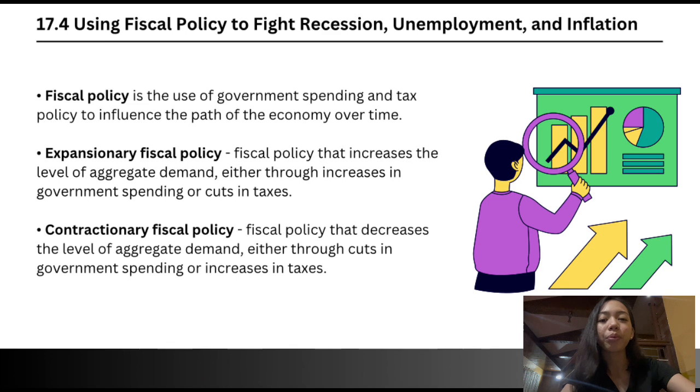For example, between 2008 and 2009, the US had a financial crisis. The US government implemented expansionary fiscal policy, where they used stimulus packages and cut taxes to recover from the recession.